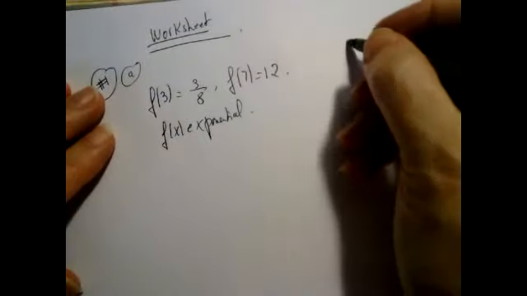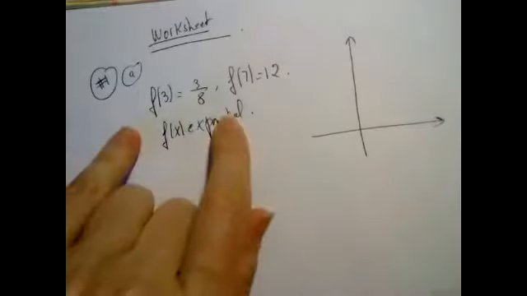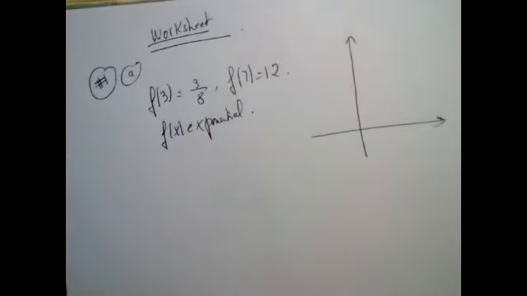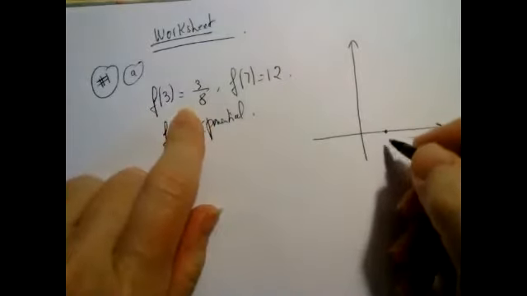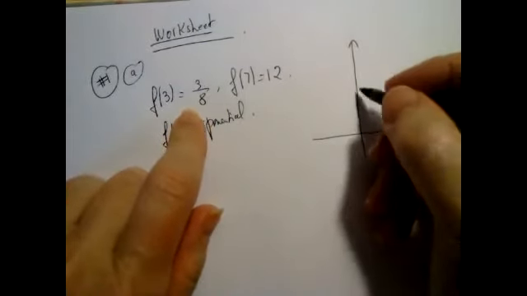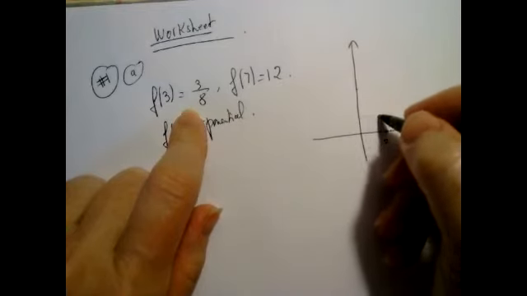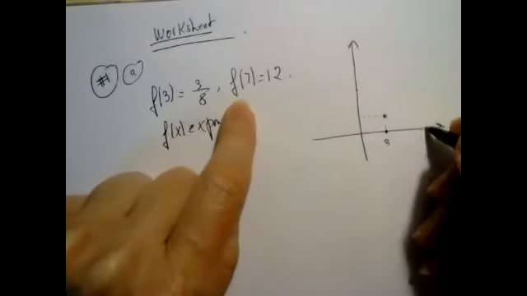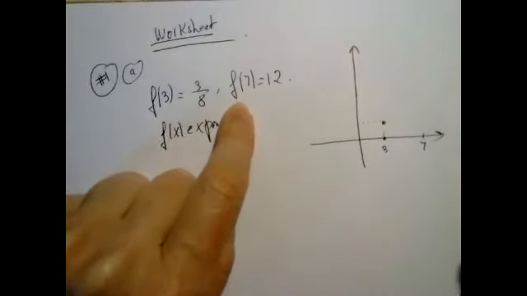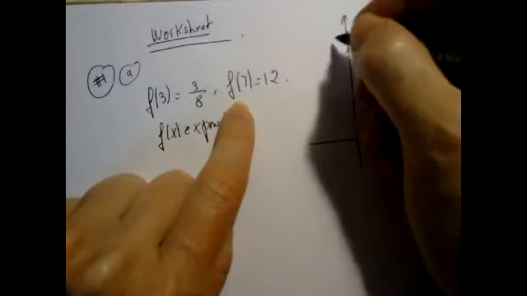So basically, this is what we're talking about. We have a function. I don't know the growth rate. I don't know the initial value. I have 2 data points. So at 3, if the input is 3, the output is 3 over 8. So that's somewhere in here. That's one value. And at 7, if x is 7, it's 12. So it's really somewhere up here, very high up.